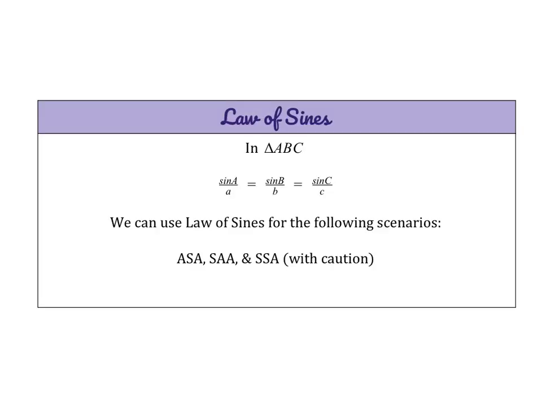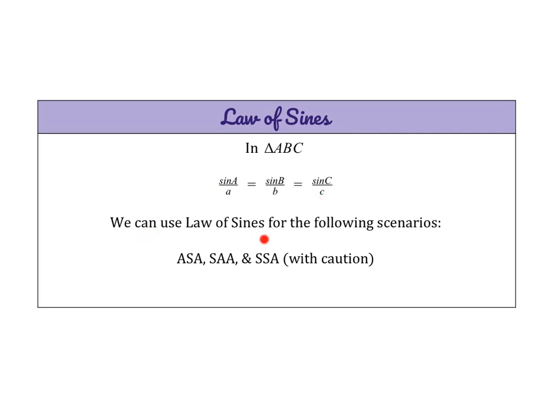All right, so the law of sines states that in triangle ABC, you can set up the following ratios, where the sine of angle A over side a equals the sine of angle B over side b, or the sine of angle C over side c. And of course, you could do the reciprocal of all three of these ratios and it would still work.